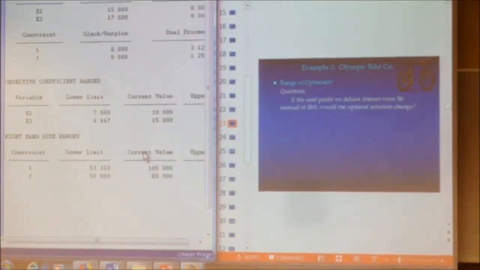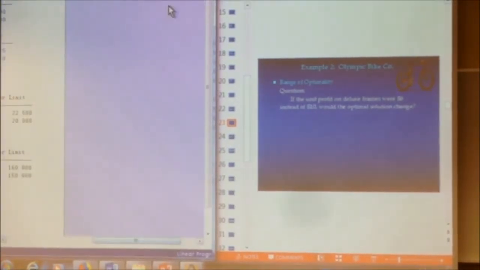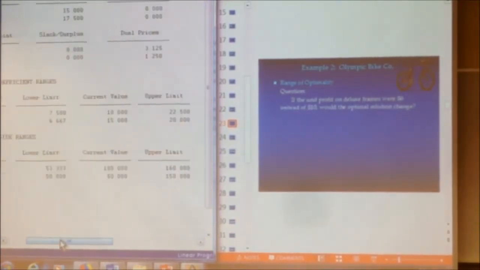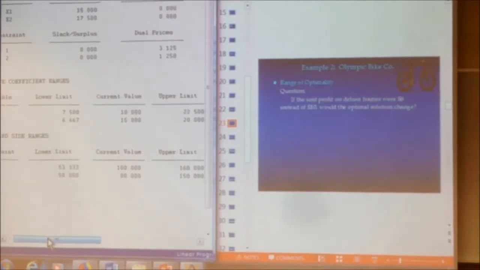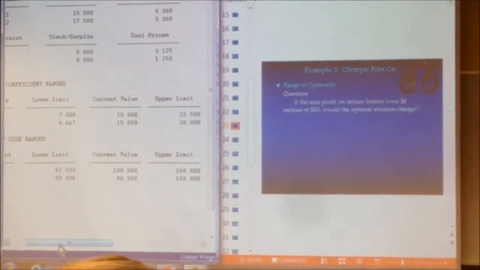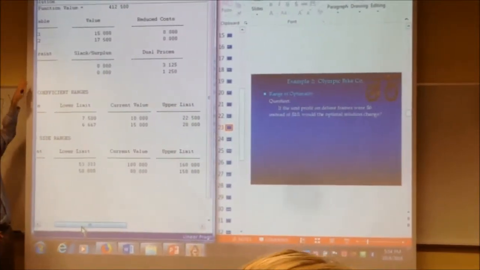Let's answer the question on the PowerPoint. Looking at this output, as soon as, hey, what did I just use? Come on. Hang on. All right, it's touching. Let's just assume you can see that this is constraint 1 and 2. That's constraint 1 and 2 up there.